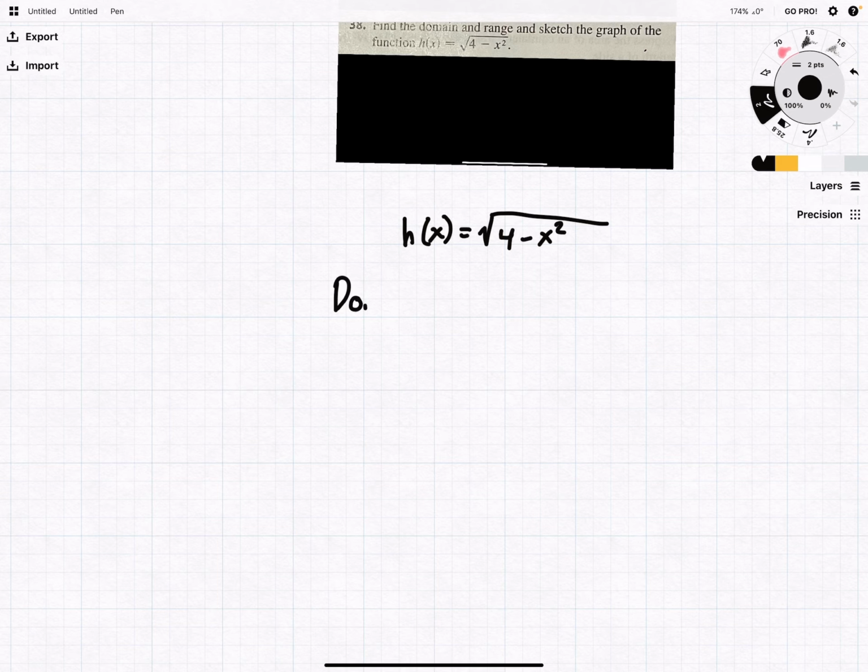And we want the domain and the range. Well, luckily with the domain, we know that under any square root, we can't have a negative, right? And so here we do have a square root for a whole function, right? It's some expression, 4 minus x squared, all under a square root. So we have to figure out the domain under that square root.